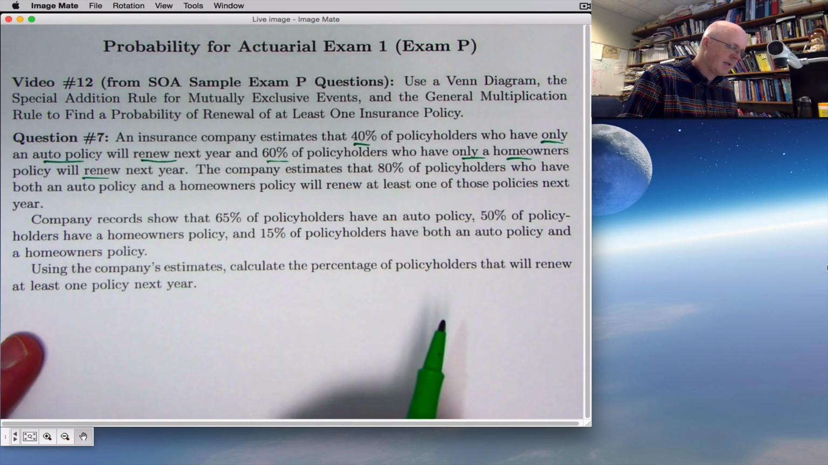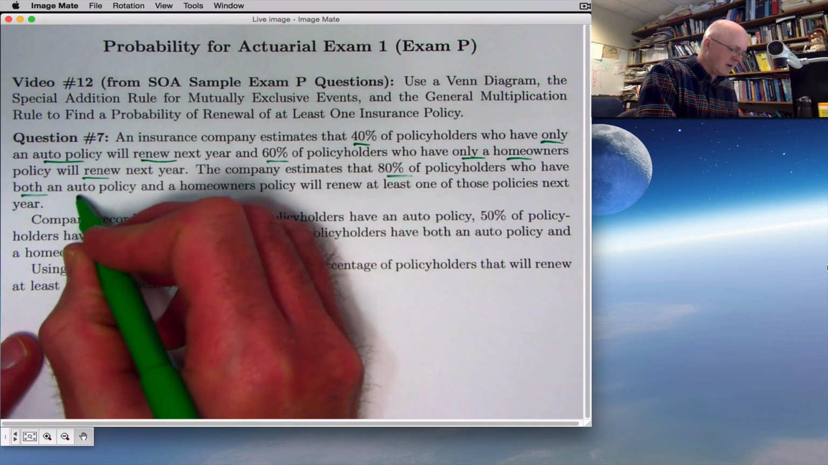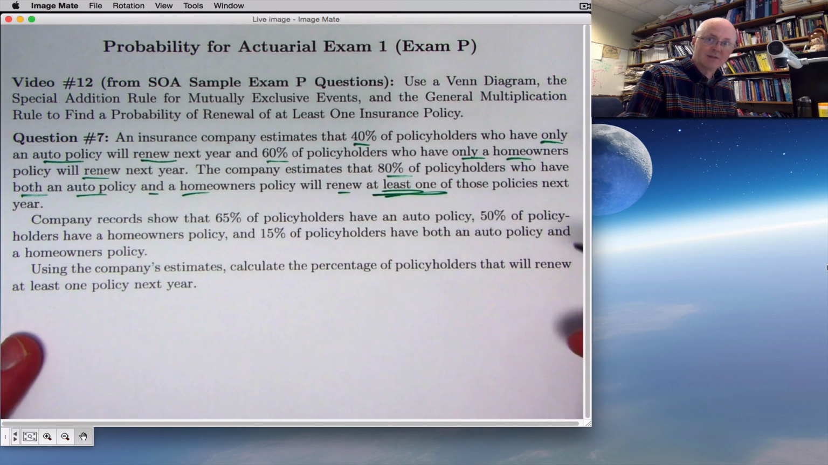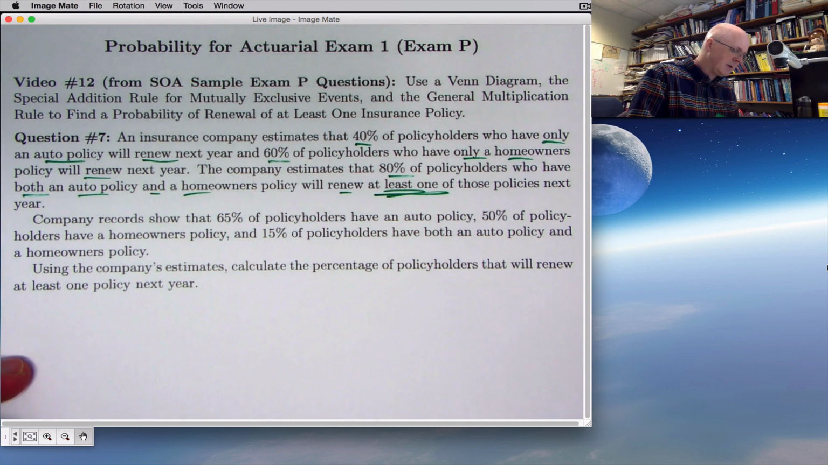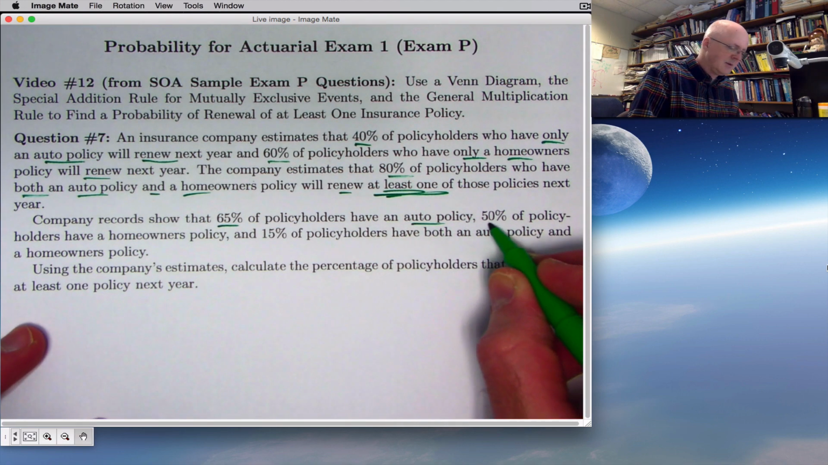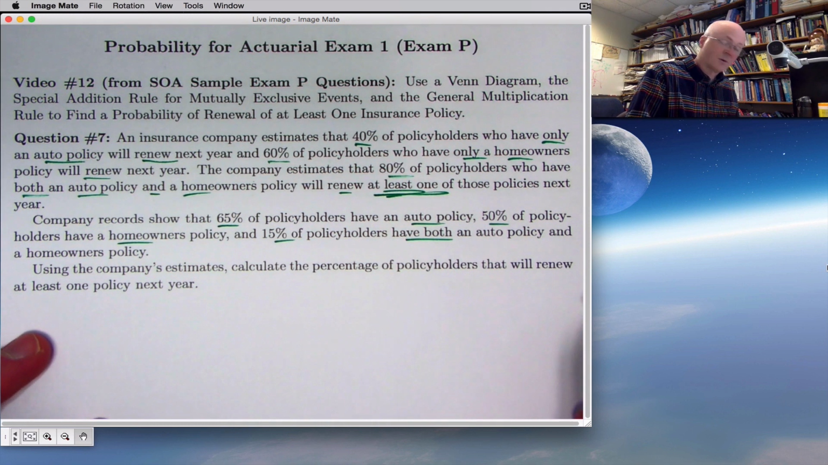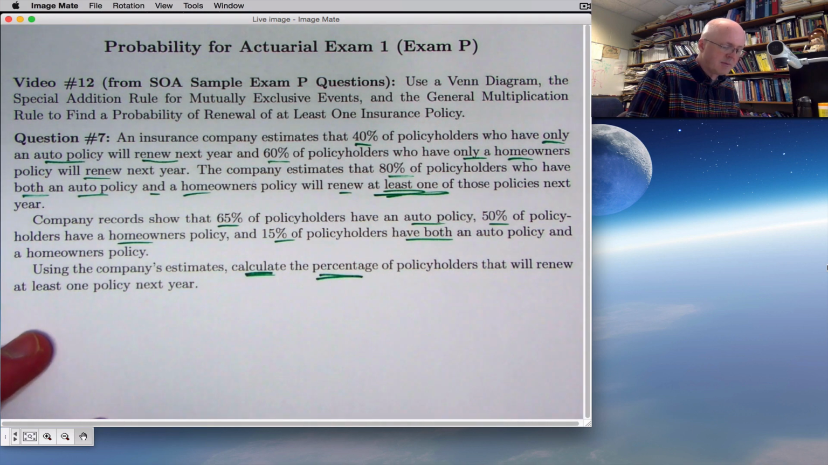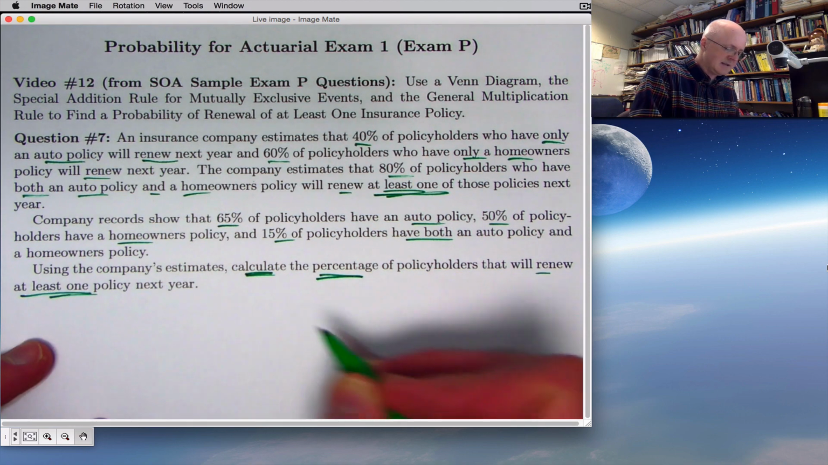The company estimates that 80% of policyholders who have both an auto policy and homeowners will renew at least one of those policies, maybe both. This would include both. Company records also show that 65% of policyholders have an auto policy, 50% have a homeowner's policy, and 15% have both. Right? Those are ordinary probabilities. Using these estimates, calculate the percentage or probability of the policyholders that will renew at least one policy next year.